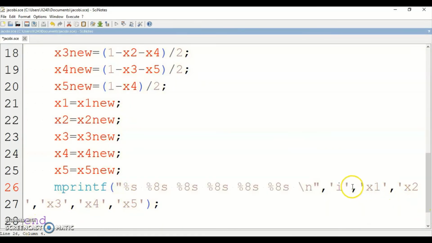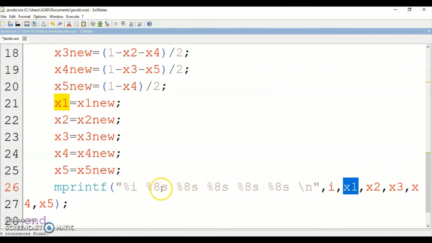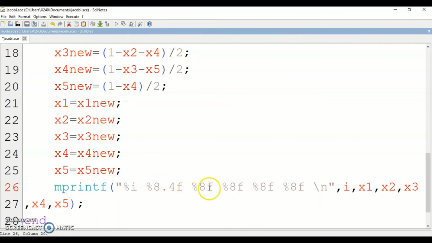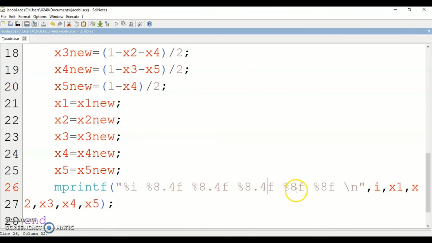Okay, but now I'm not printing characters, I'm printing the variables: the values of I, x1, x2, x3, x4, and x5. So you don't need quotation marks if you are displaying the values. It's not a character. This I refers to an integer, so %i. My x1 is in floating point, so instead of s, I'm going to use f. F is for floating point. Then I have 4 decimal places, so dot 4. Dot 4 here refers to 4 decimal places.